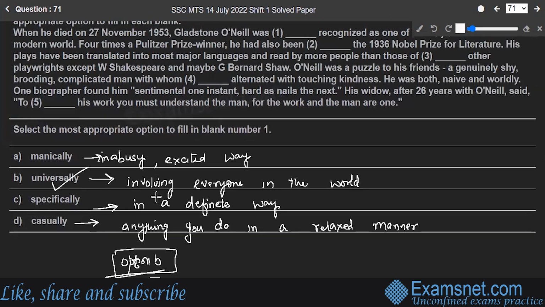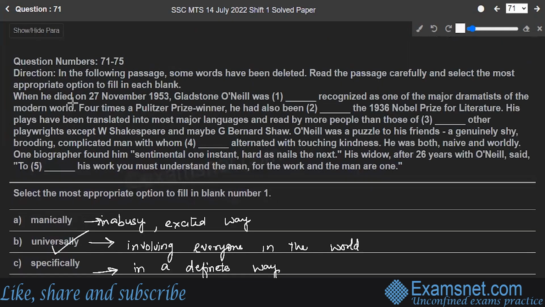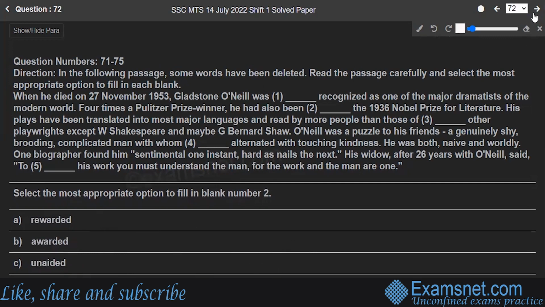Right? Let's write it down. When he died on 27 November 1953, Gladstone O'Neill was universally recognized as one of the major dramatists of the modern world. Next, question number 72, which means second blank. 4 times a Pulitzer Prize winner, he had also been dash the 1936 Nobel Prize for Literature.